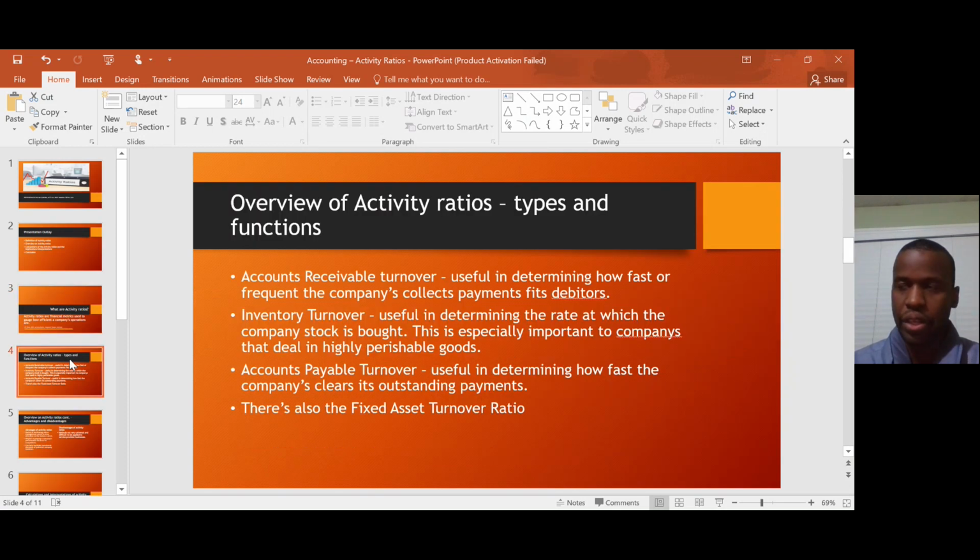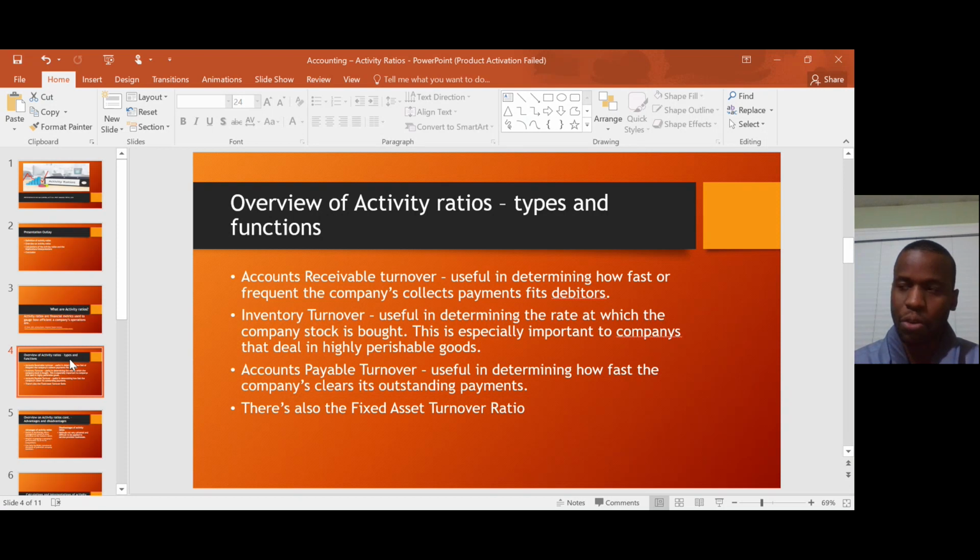Then the overview, we are going to specifically look at the activity ratios. That is, we shall look at accounts receivable turnover, the inventory turnover, and accounts payable turnover. Now, for better context, accounts receivable turnover is indicative of how fast or frequent a company collects payments from its debtors. Then the inventory turnover is useful in determining how fast a company's inventory or goods are sold or bought by customers.